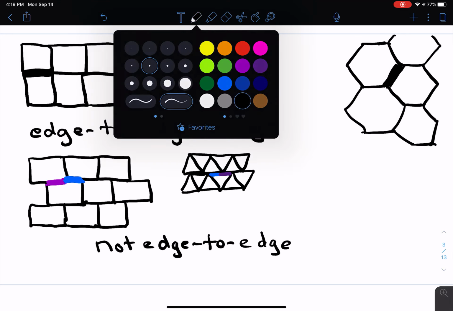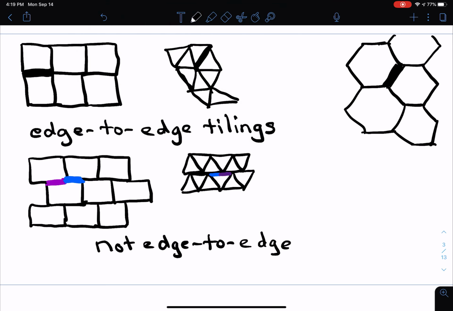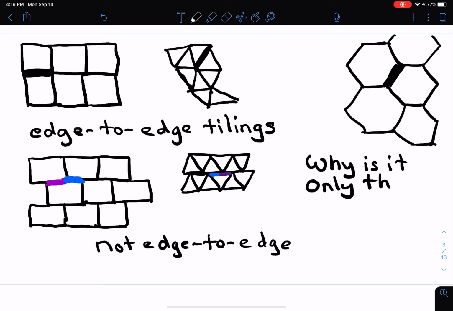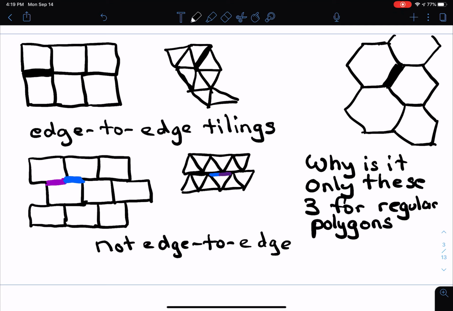But the ultimate question you probably have in your head already is, aren't there more regular polygons out there? And why is it only these 3? Why is it only these 3 for regular polygons? Now I'm just talking about regular polygons right now, because you can have all kinds of other tessellations. Just with the polygons out, all the edges are the same length and all the angles are the same measure. Why is it only these 3 for regular polygons to tessellate?